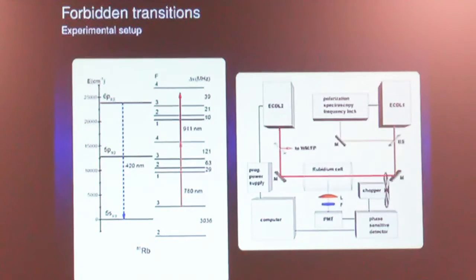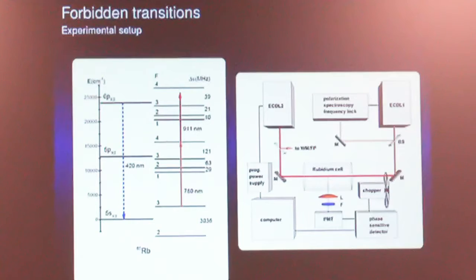The experimental setup: we have two external cavity diode lasers, home-built. We built both. This is the one that produces the preparation transition at 780 nanometers. It is locked to one of the transitions. We do this in thermal rubidium atoms at room temperature.